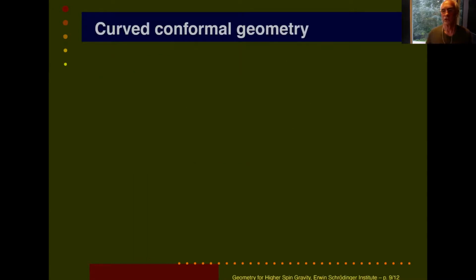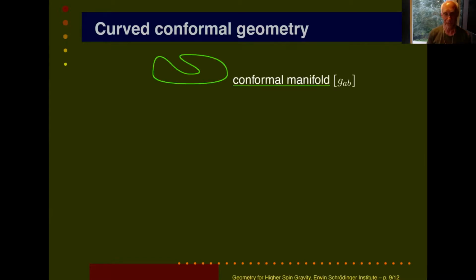Now let me try and draw a picture of what's going on. That was just a calculation on the previous page. I'm now going to try and draw a picture of what's happening. First of all, you're going to start with a conformal manifold.